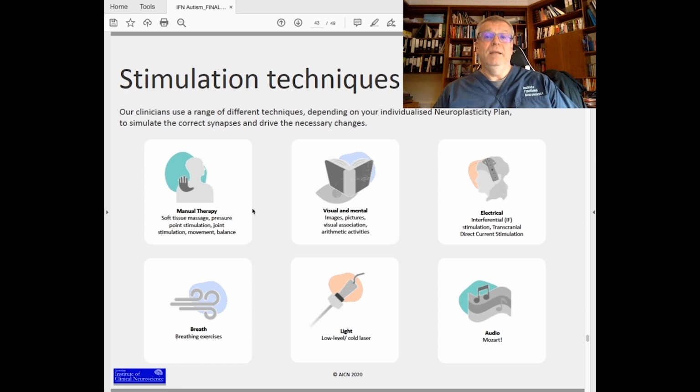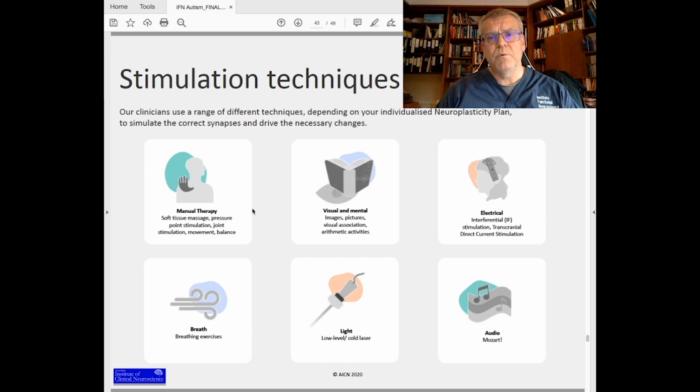We use a variety of stimulation techniques, and most of the techniques of the traditional treatments that I have outlined prior, we also overlap those with our brain stimulus. So we use manual therapies. This is where we use joint mobilization, joint position, deep tissue trigger points, deep tissue massage. We use cerebellar stimulus. We use vestibular stimulus. So there's a lot of different stimulus pathways that fall into this manual therapy category.